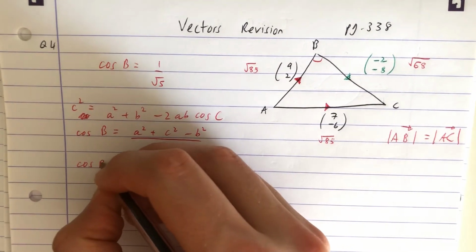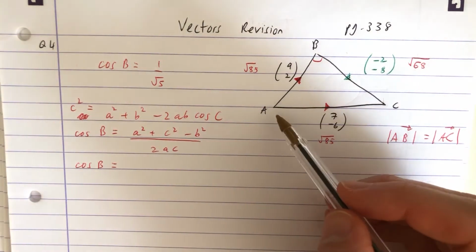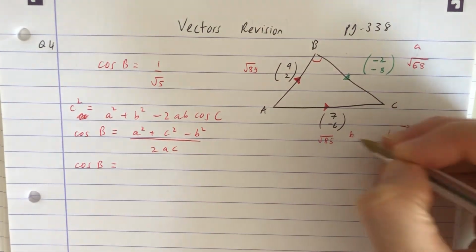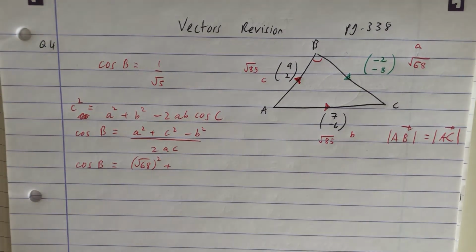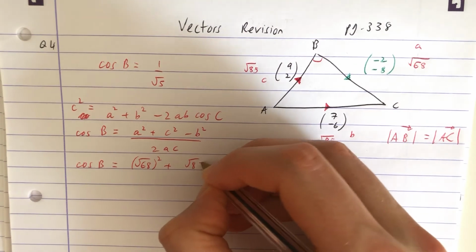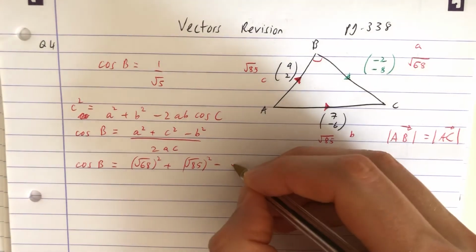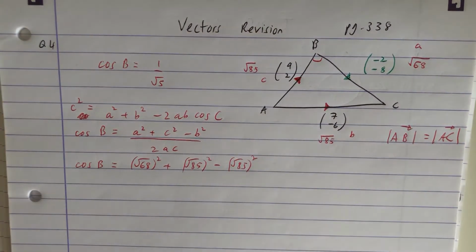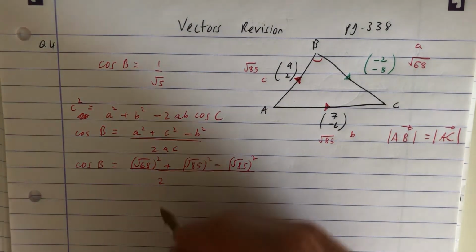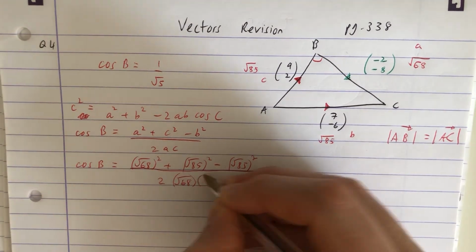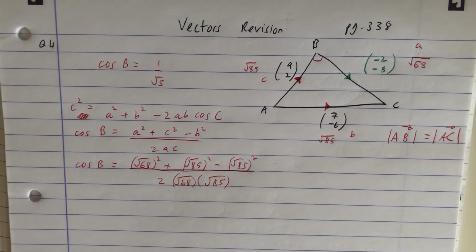So cos b is equal to a squared, that's little a, that's little b, that's little c. So that's root 68 squared plus little c, root 85 squared, subtract b squared, which is root 85 squared, over 2a, which is root 68, b, which is root 85, and that would be it.